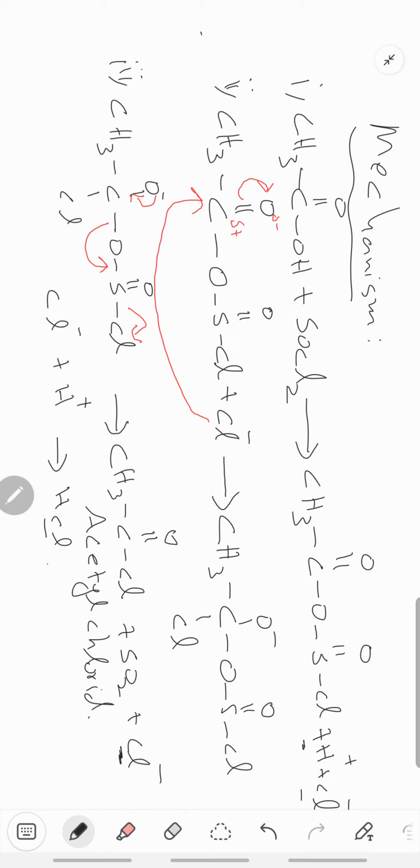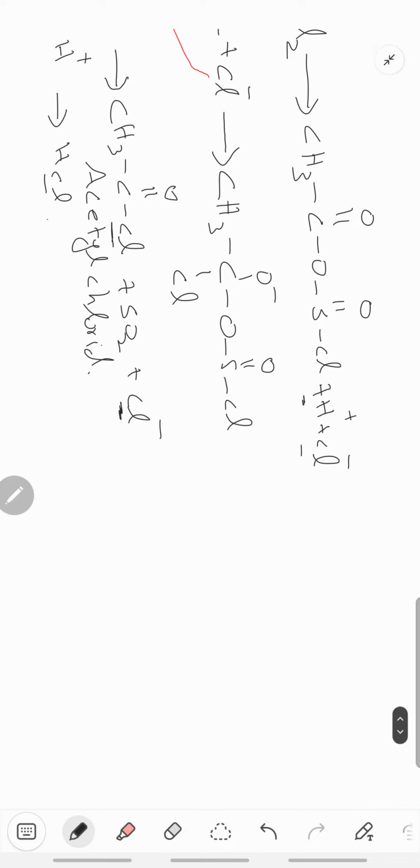So this is the mechanism where the hydroxyl group is involved. Only the hydroxyl group of carboxylic acid is involved in the reaction. You can see that in the acetyl chloride, the OH group is replaced by the chlorine, Cl. This is how the reaction occurs.